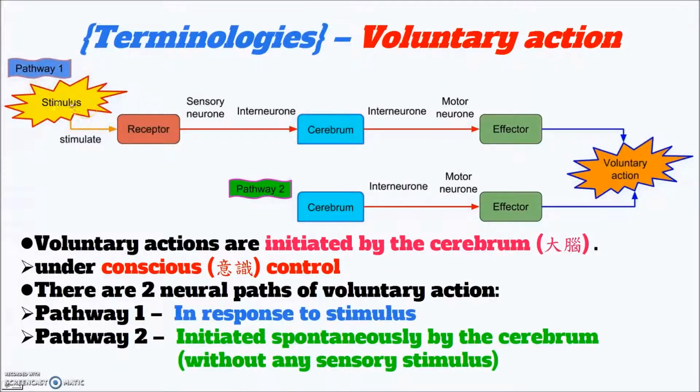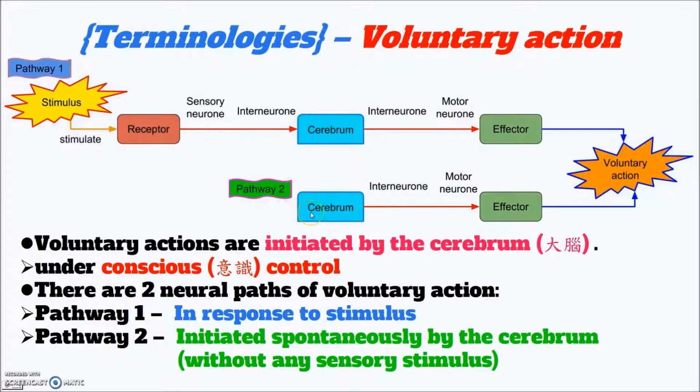So pathway 1 consists of a stimulus, so that's why pathway 1 is in response to a stimulus. And for pathway 2, this action is initiated spontaneously by the cerebrum. The simple idea is that when we hear the alarm clock, we know that it means something. For example, it's 1 o'clock, so we need to have lunch. Or when we are taking the examination, once the invigilator says time's up, pen's down, that's the stimulus, and then we need to put down the pen.